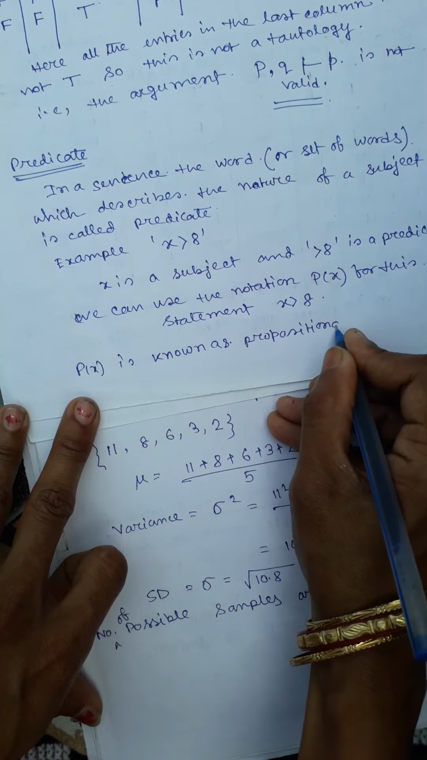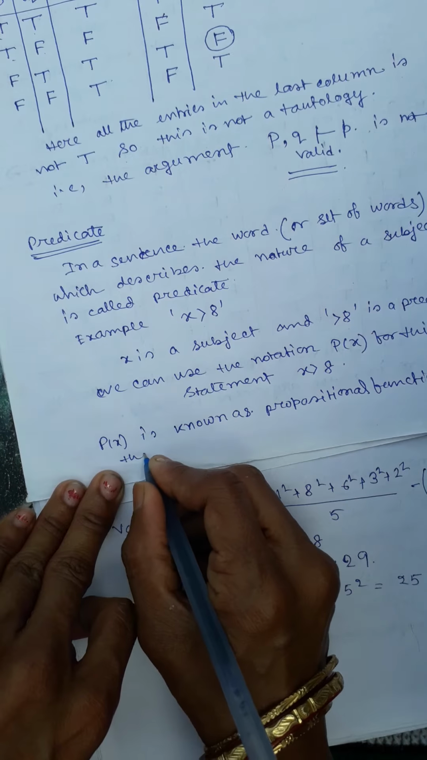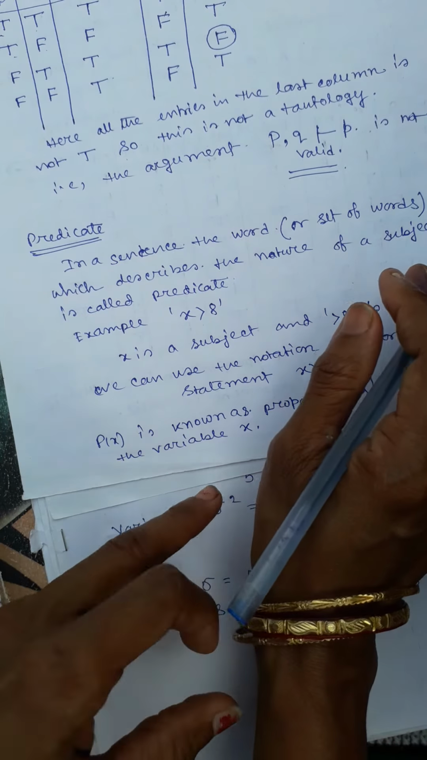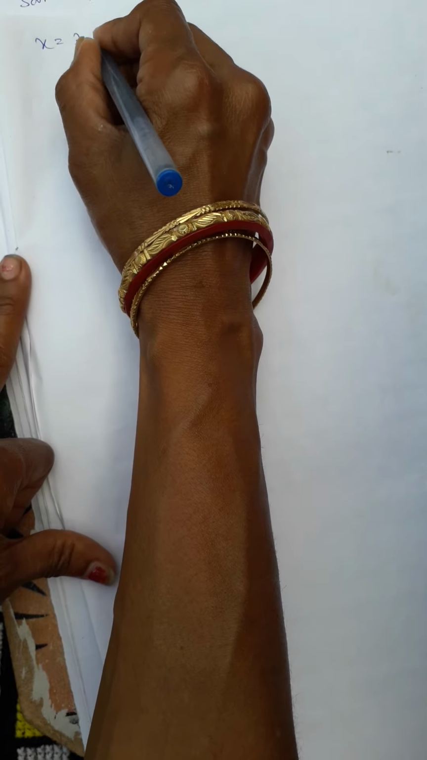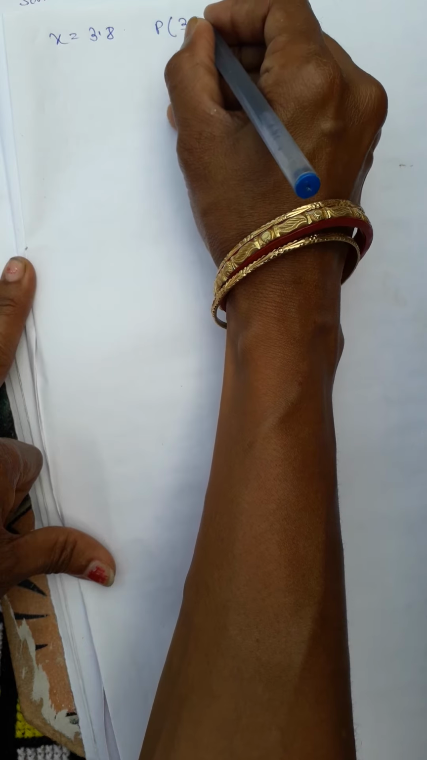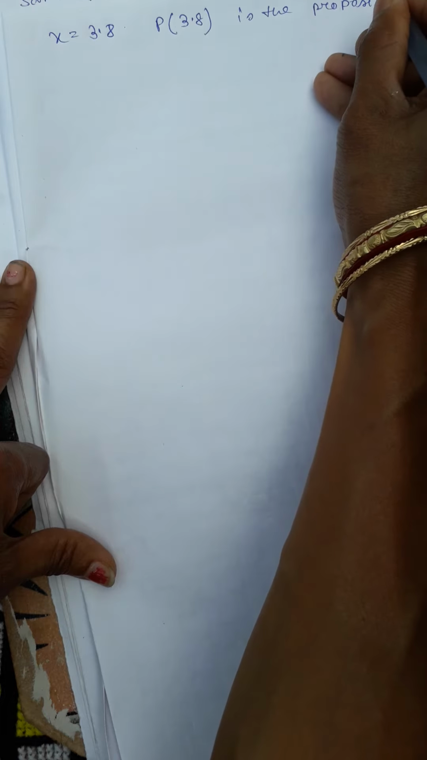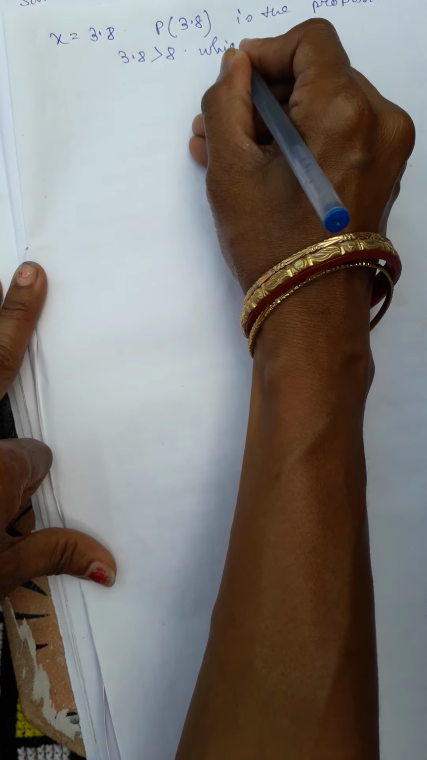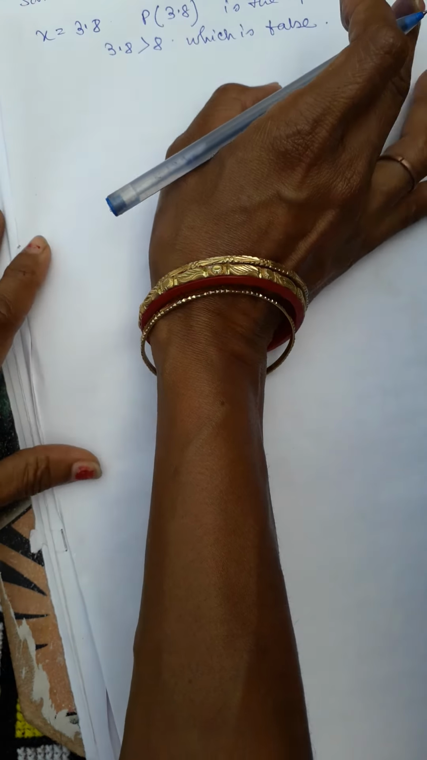So P(x) is known as the propositional function of the variable x. For any particular value of x, P(x) becomes a proposition. That means if we write x equals 3.8, then P(3.8) is a proposition, as 3.8 is greater than 8, which is false. The truth value of this proposition is F.